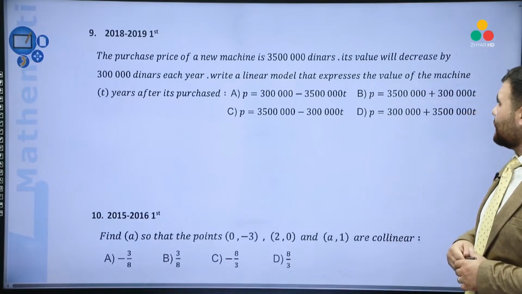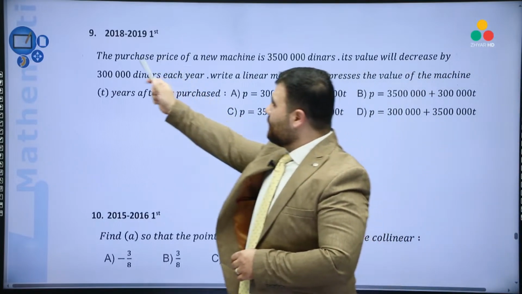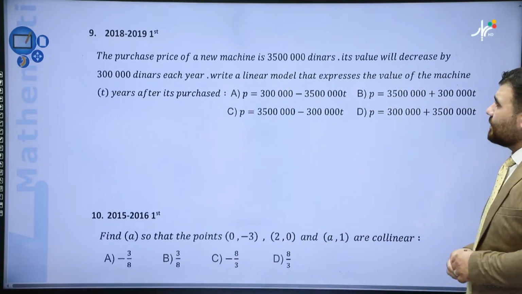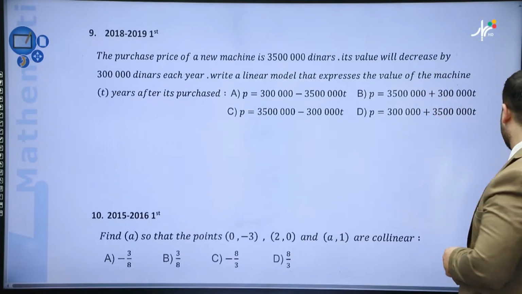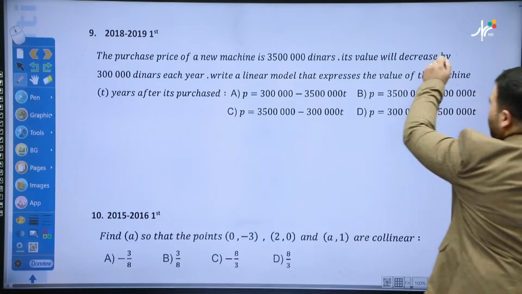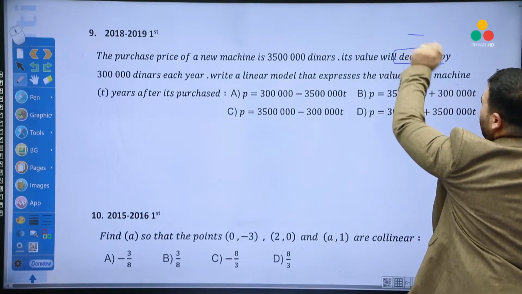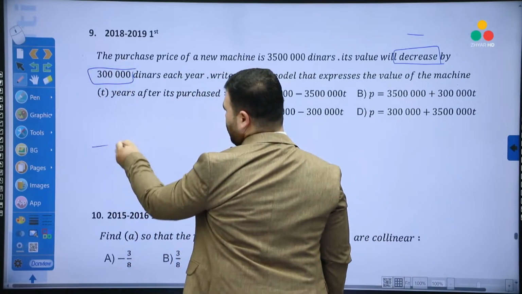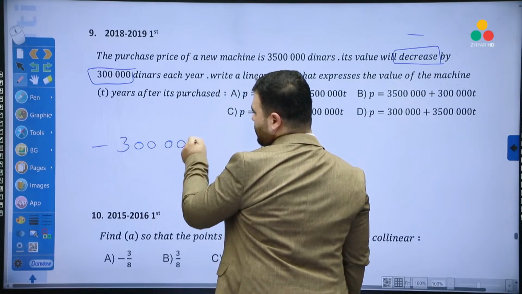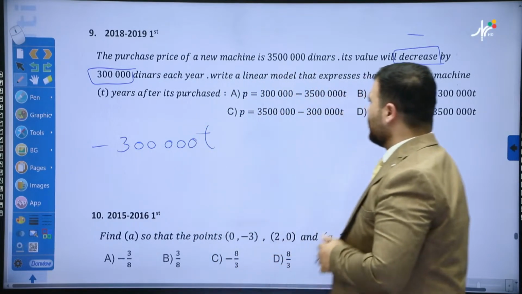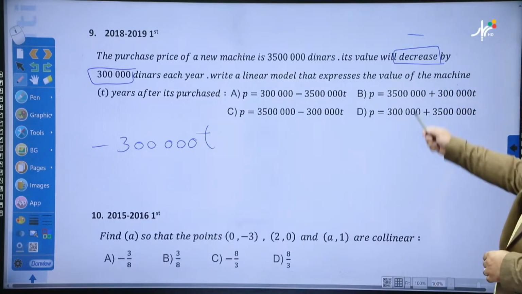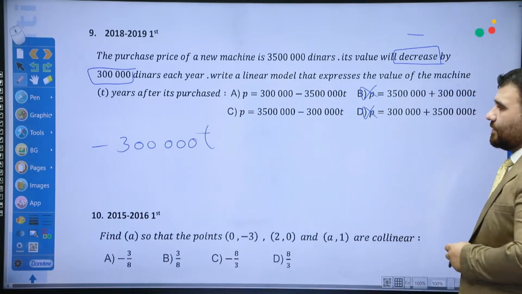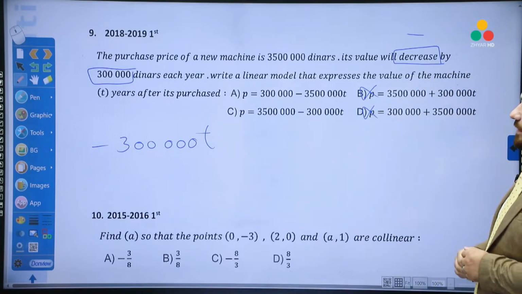(2018-2019) This question, let's read it. The purchase price of a new machine is 3,500,000 dinars. Its value will decrease. I should search for an equation with a negative slope. There should be negative 300,000 T in the correct answer. Then, of course, B and D are not correct. They don't have negative 300,000 T, because it's decreasing by 300,000.